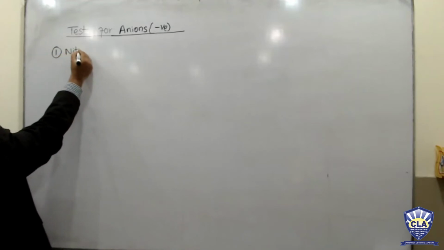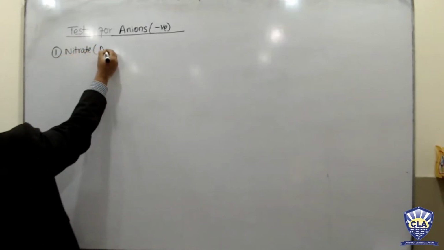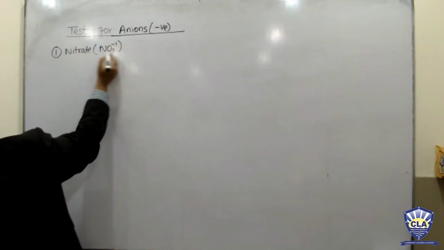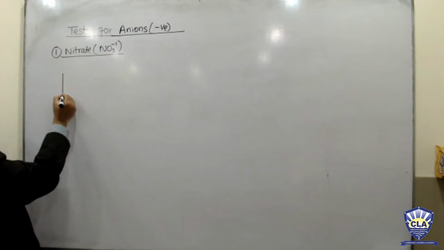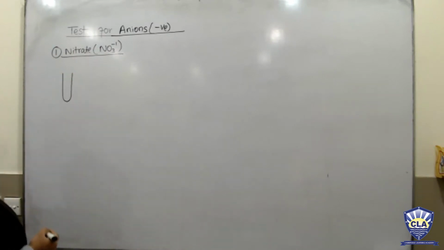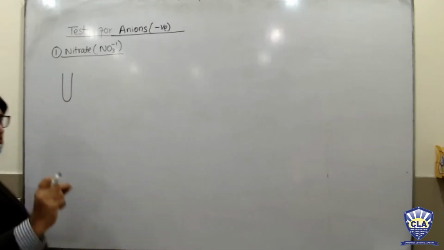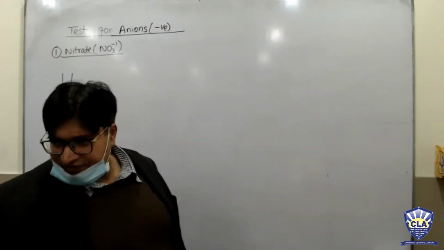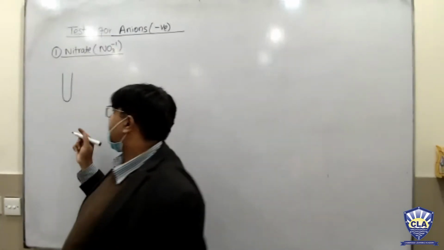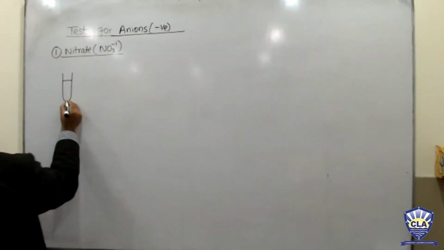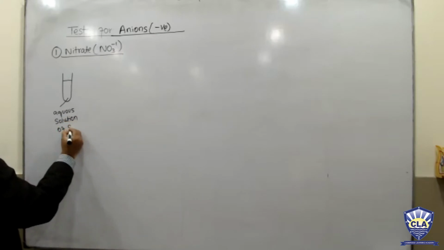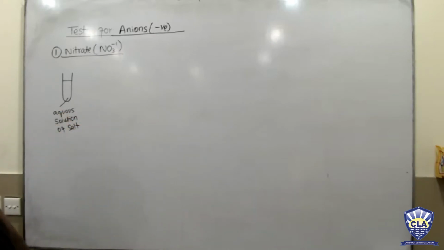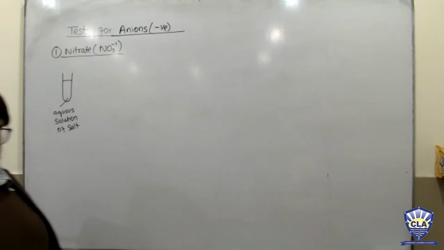The first anion is nitrate. Nitrate has the formula NO3 minus. Let's discuss it better. First of all, what should you do? You should take a test tube, put a little bit of the salt that is provided for identification, and put water inside it. So you will get an aqueous solution of salt. Aqueous solution of salt means that it contains a little bit of the salt and then water.